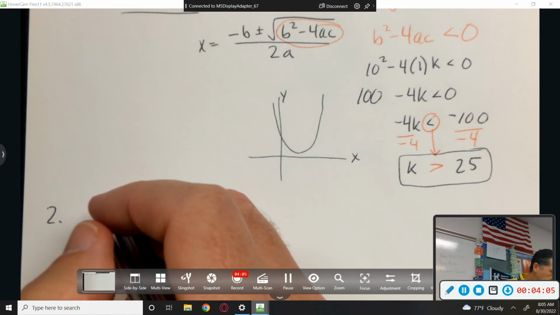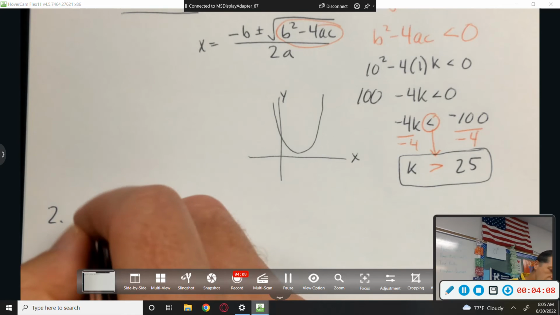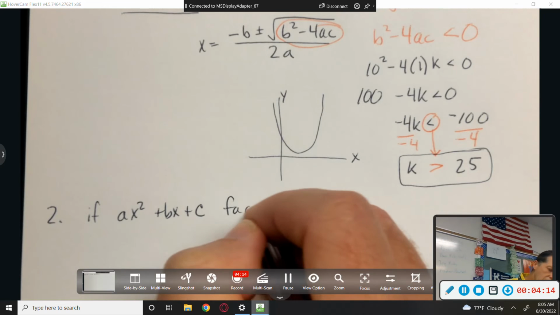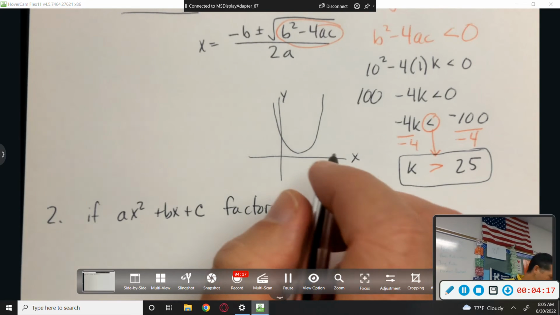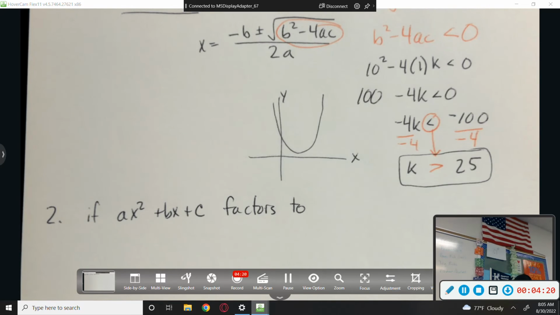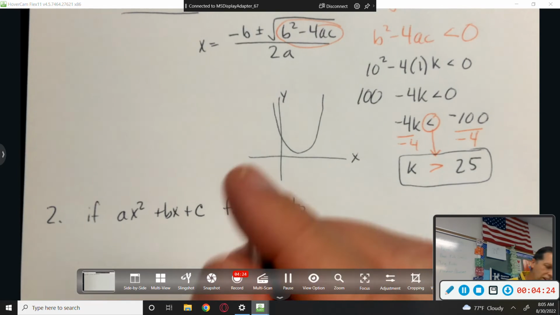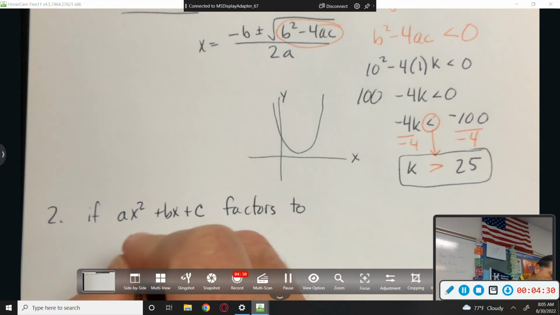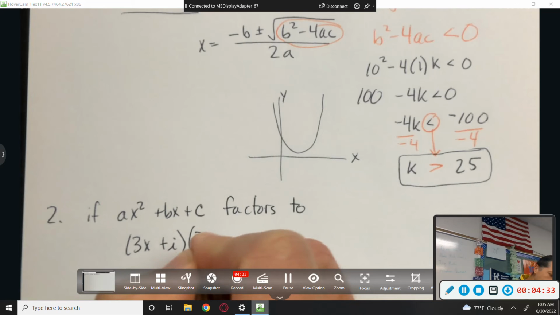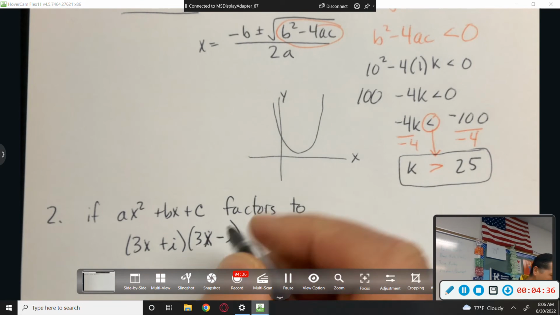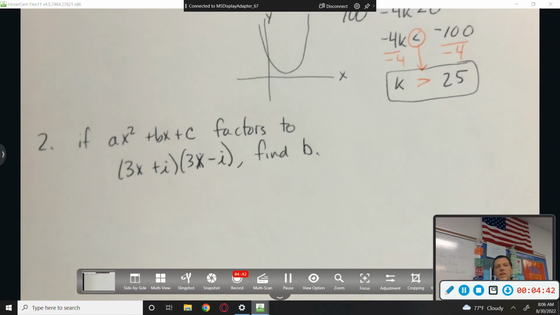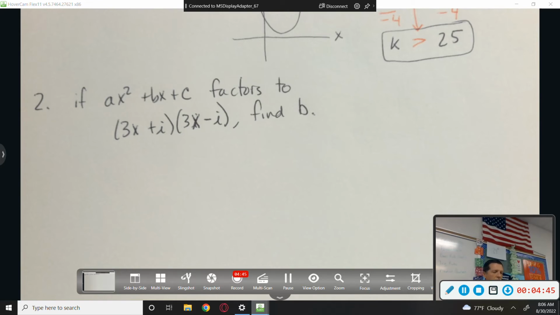Number 2. If ax squared plus bx plus c factors to 3x plus i, 3x minus i, find b. Ax squared plus bx plus c factors to 3x plus i, 3x minus i. Find b.